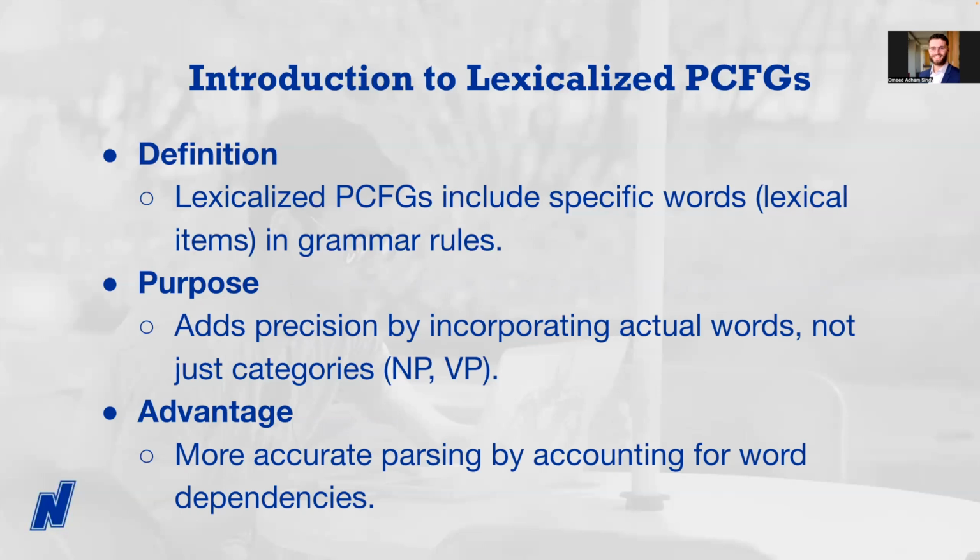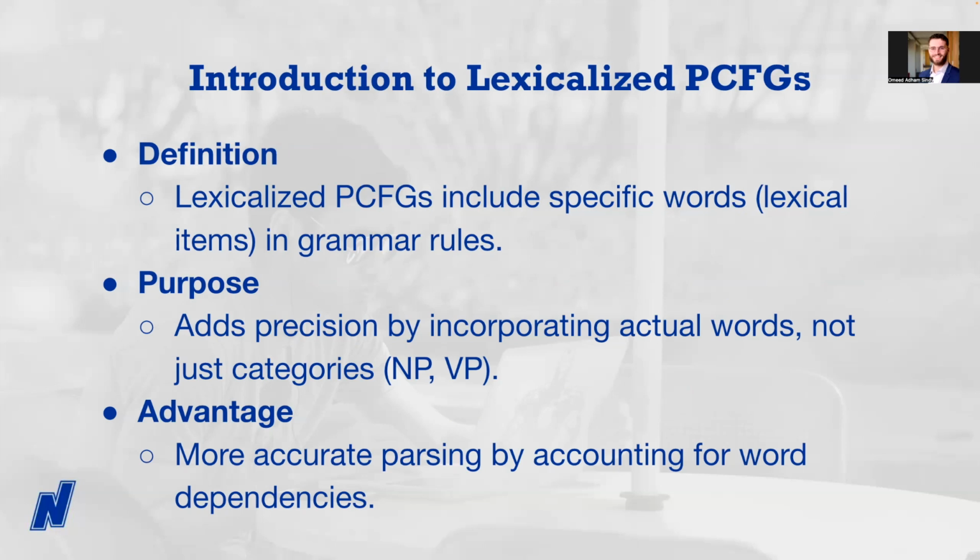A lexicalized PCFG takes the concept of a PCFG further by incorporating specific words, lexical items, into the grammar rules, rather than relying solely on high-level categories like noun phrases, NP, or verb phrases, VP. This allows the system to account for the relationships between specific words, making the parsing process more precise. For example, in a traditional PCFG, we might have a rule that says VP, V, NP, meaning a verb phrase can consist of a verb followed by a noun phrase. However, this rule is very general and doesn't tell us much about the specific words involved.